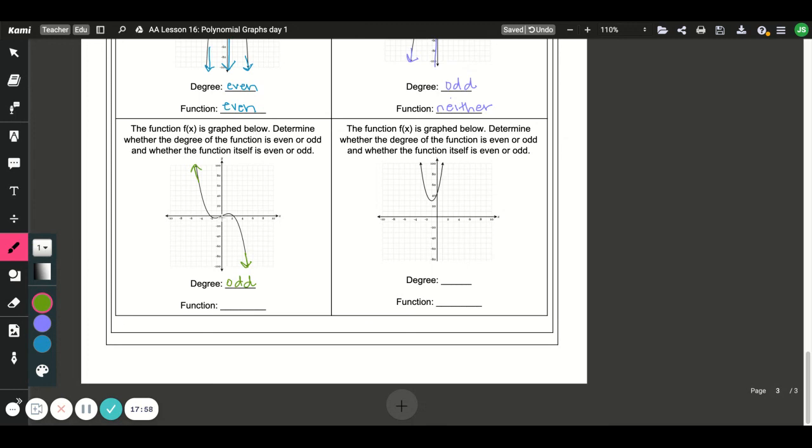The function itself, if I turn it over, like you could actually turn your Chromebook over. Does it look exactly the same if you turn it over? Yes. That means it is symmetric to the origin, so the function is odd.